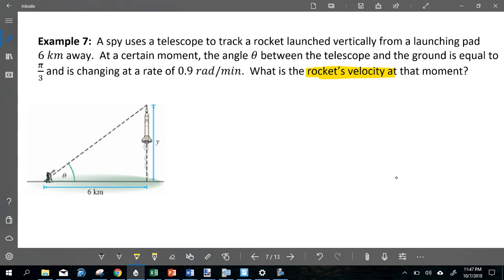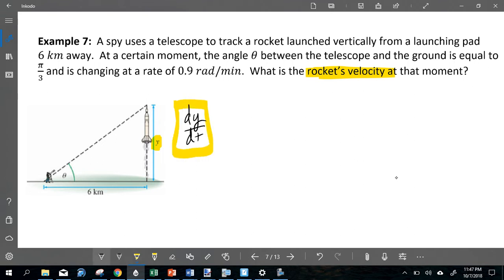So they gave me a nice little picture. If they didn't give me one, I'd have to draw it, but they gave it to me. So if I'm looking for velocity, I'm looking for a rate. In this case, I'm looking for a rate of y. So my ultimate goal here is to find dy over dt.